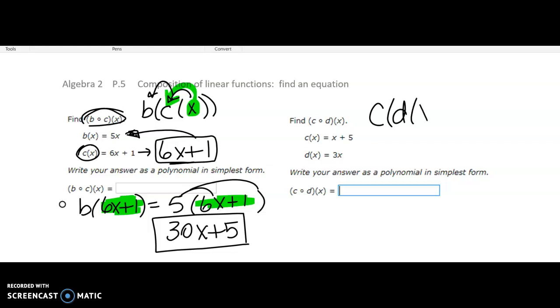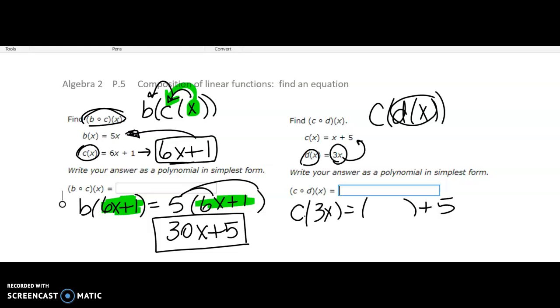C of D of X. See, this is already D of X, and I'm looking for D of X, so it's going to be 3X. So 3X is what's going to go into C. So C of 3X equals X plus 5. So 3X is going to go there. You're not multiplying, you're not doing anything, so really your answer is just 3X plus 5 because they are not like terms.